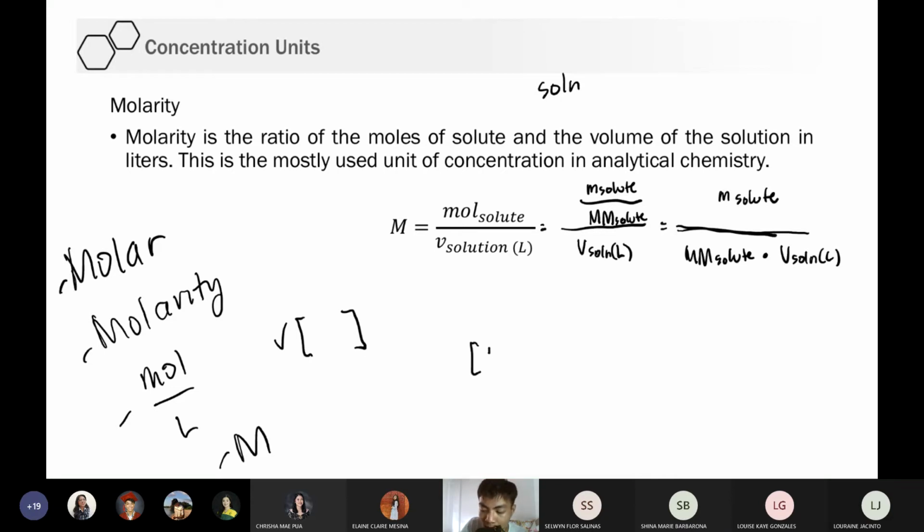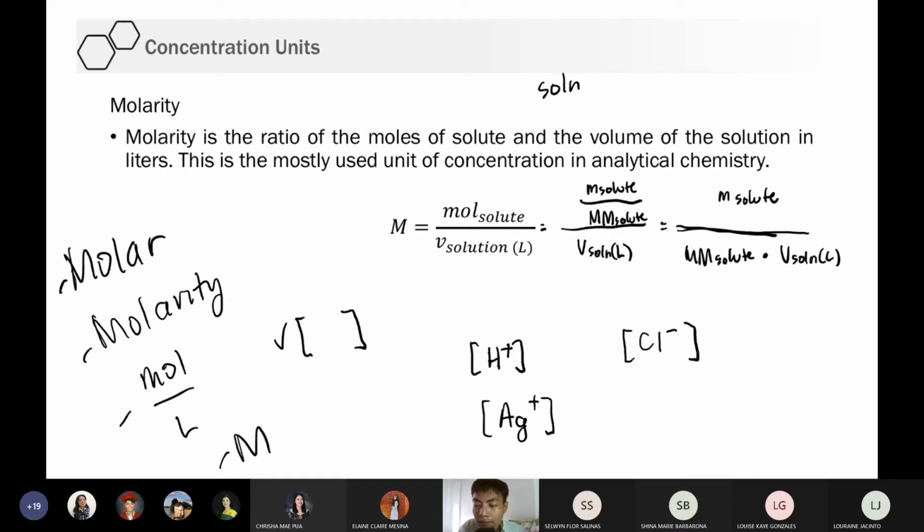Kunwari, may nakita kayong ganito. Ano meaning niyan? Molarity ng H+. Kunwari, may nakita kayong ganito. Molarity ng silver. Okay? Kunwari, may nakita kayong ganito. Molarity ng chloride. No? So, ganun. Basta may square bracket sa Anachem, that means molarity. Okay? So, ayan yung mga tawag sa kanya. Molar, molarity, mole per liter, capital letter M, square bracket. Lahat yan ay molarity. Okay?